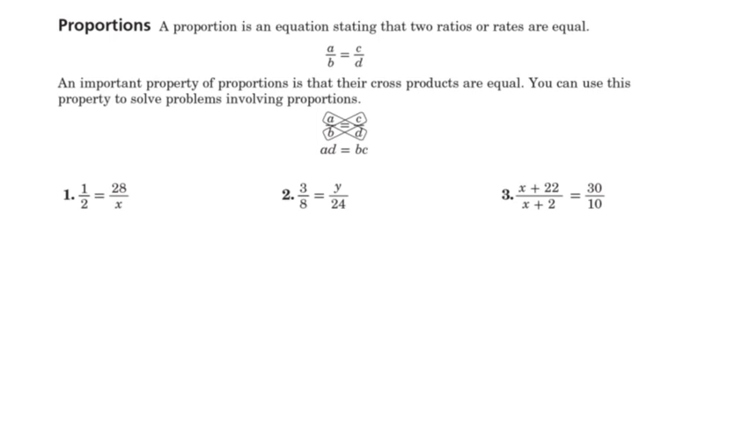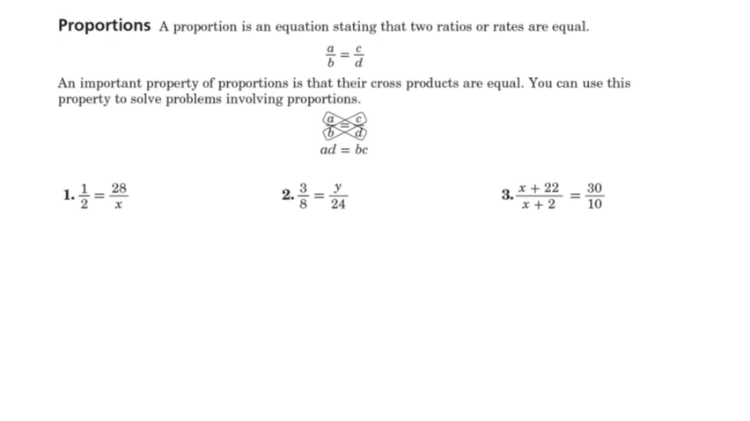By the end of this lesson, you'll be able to use cross multiplying to solve proportions. This lesson is getting us ready to solve problems when two figures are similar or proportional, meaning the same thing, similar and proportional. So you can remember, a proportion is an equation that's stating two ratios or rates are equal, or fractions. They're saying two fractions are equal. An important property of proportions is that their cross products are equal, and we can use this when solving problems that involve proportions.